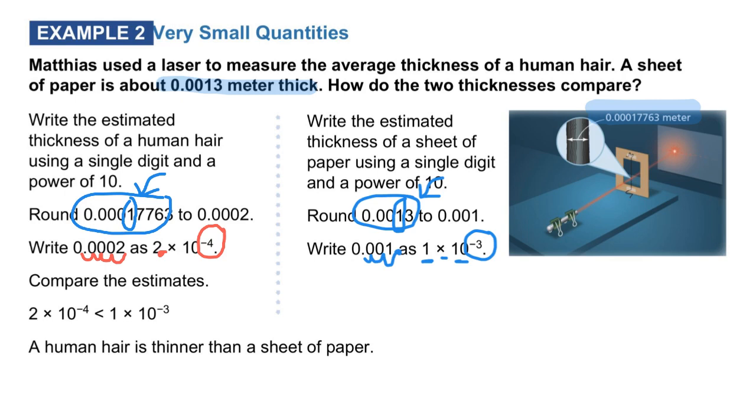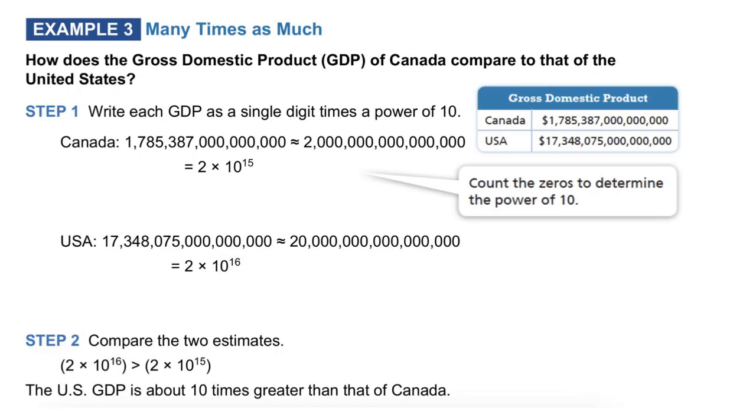And if you notice, we have more zeros, the more negative our exponent. The more zeros, the smaller the number when we're talking decimals. So this has a whole extra place value than that has, so we have less than. All right, example number 3.